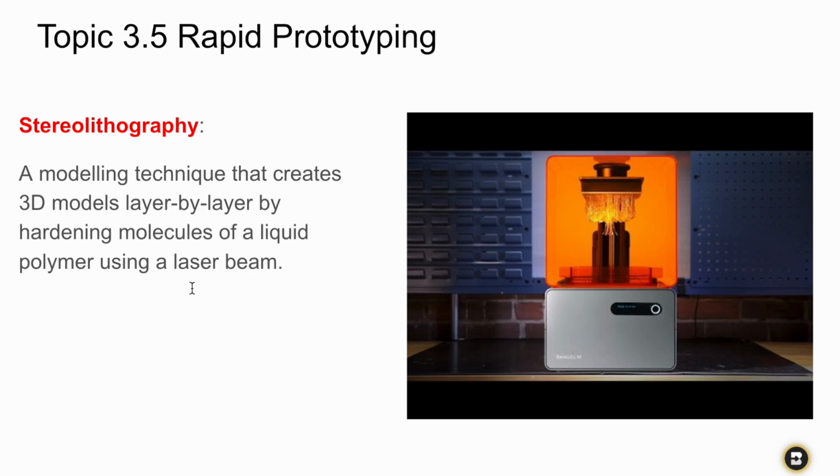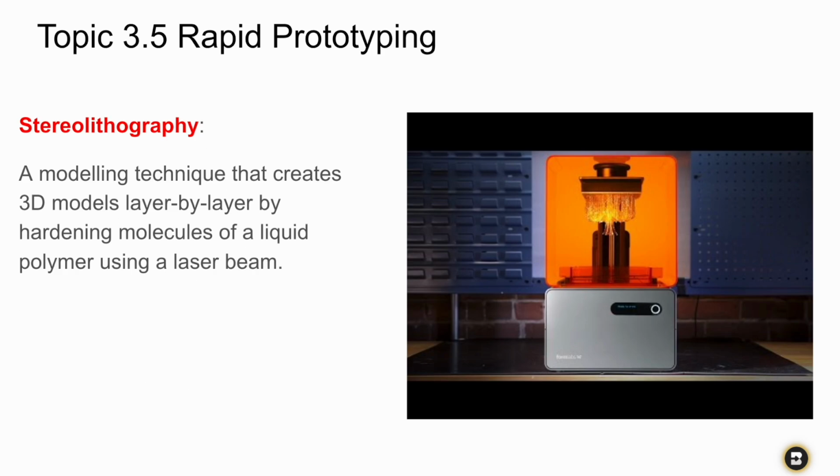There are several types of rapid prototyping you need to know. The first one is stereolithography. This is an additive manufacturing process, and basically you're building a 3D model layer by layer, hardening molecules of some sort of liquid polymer using a laser beam. And generally it's some sort of resin.